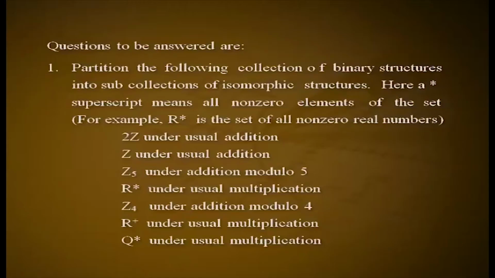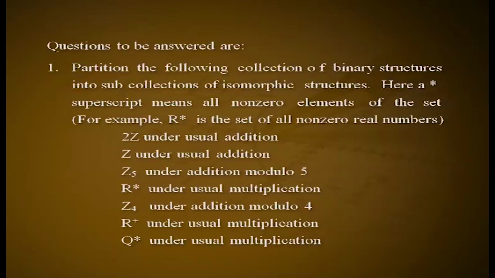In this session, first we have discussed isomorphism between binary algebraic structures and the method to find whether algebraic structures are isomorphic or not. Then we extended these ideas to group theory, which is our main interest. Before moving to the next unit, let us try to answer these questions. Partition the following collection of binary structures into sub-collections of isomorphic structures. Here, superscript star means all non-zero elements of the set.